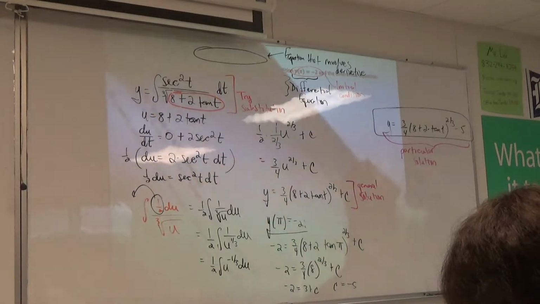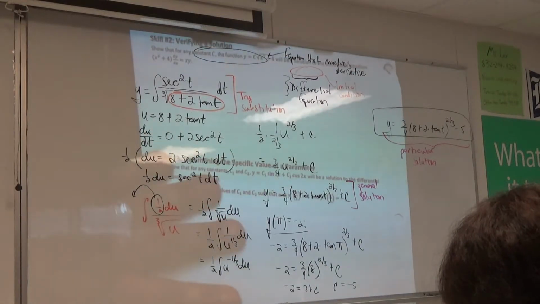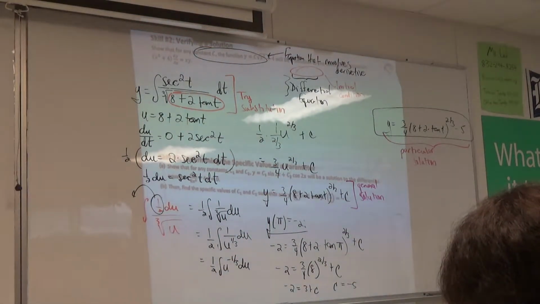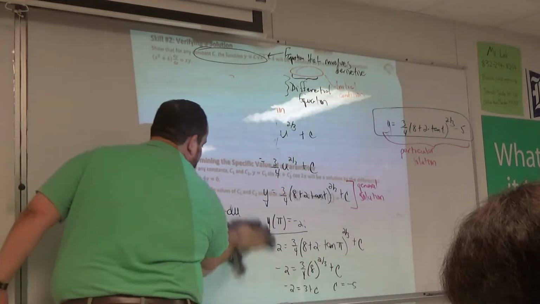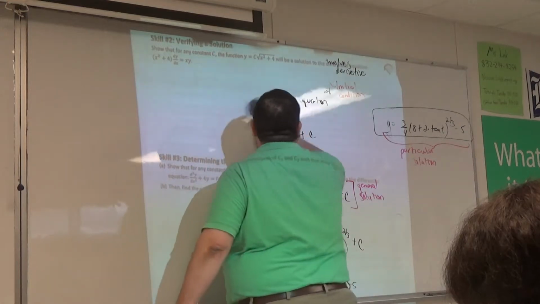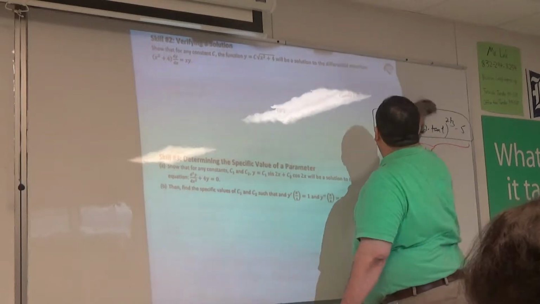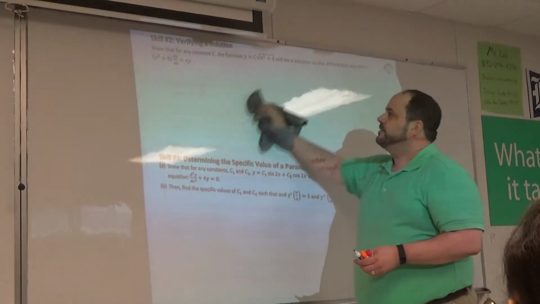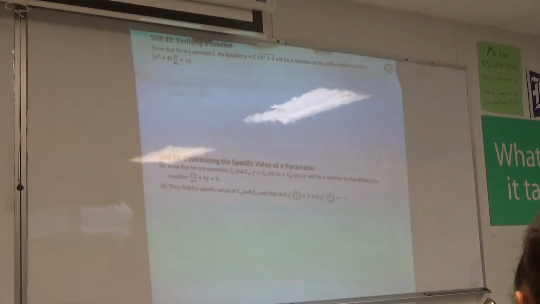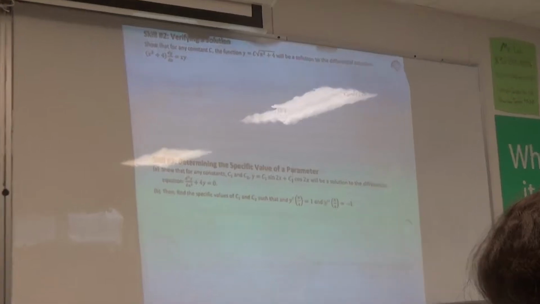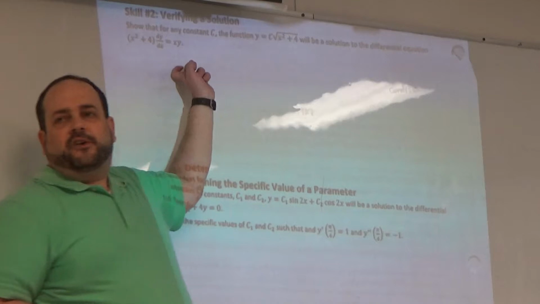Some of the other things that you're going to be asked to do is show that a function or show that a curve is a solution to a differential equation. This first one, they gave you the derivative and said, go solve it. Sometimes they're not even going to ask you to do that. They're just going to ask you to show that that curve is a solution. So in this one, show that for any constant c, the function y equals c times the square root of x squared plus 4 is a solution to the differential equation.